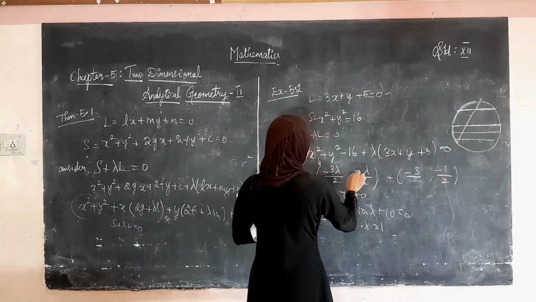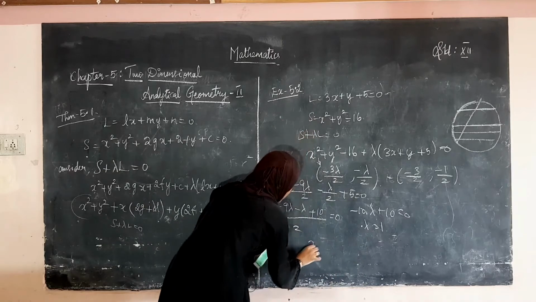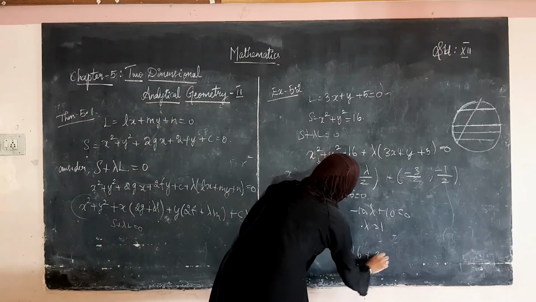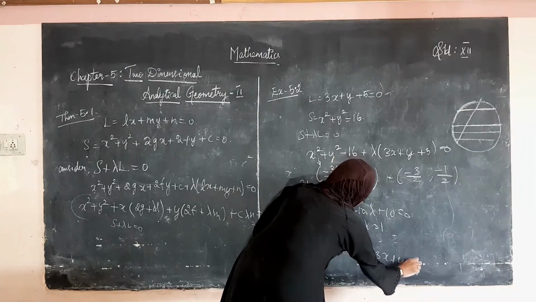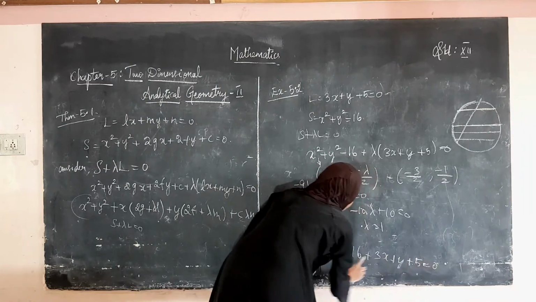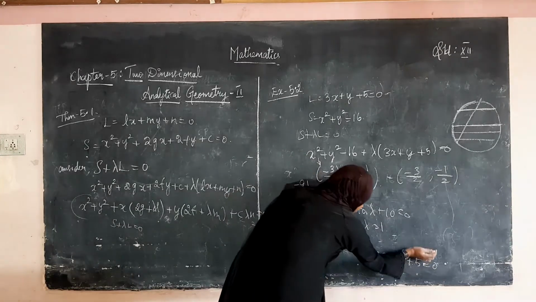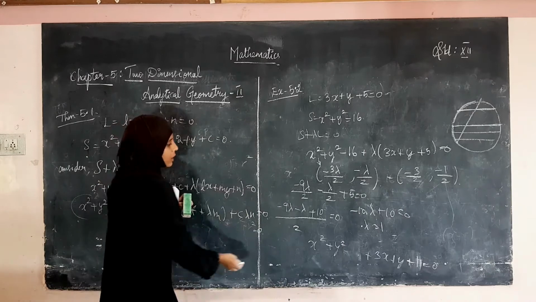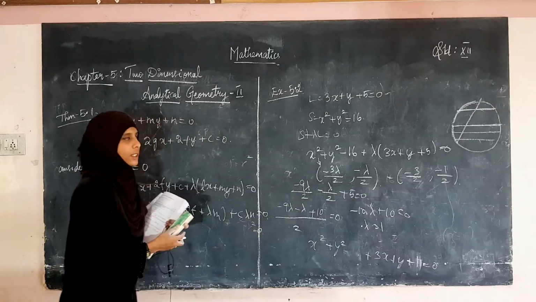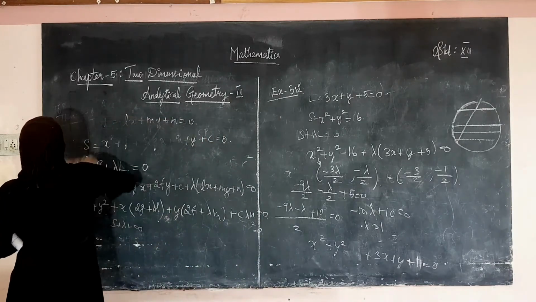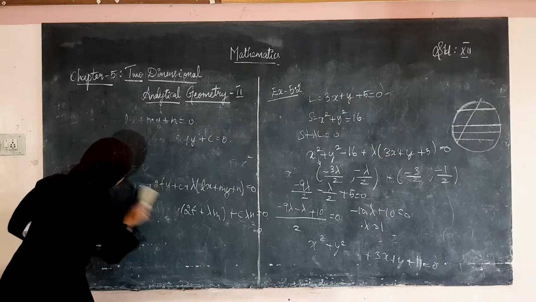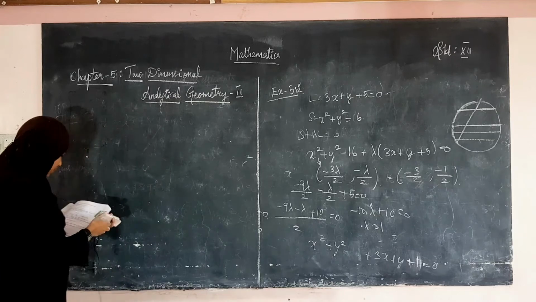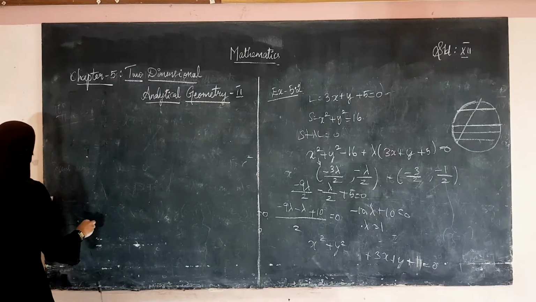So what happens here? This equation becomes x square plus y square minus 16 plus 3x plus y plus 5 equal to 0. So minus 16 plus 5 is minus 11. Okay, so this is the required equation of the circle. Now example 5.3.